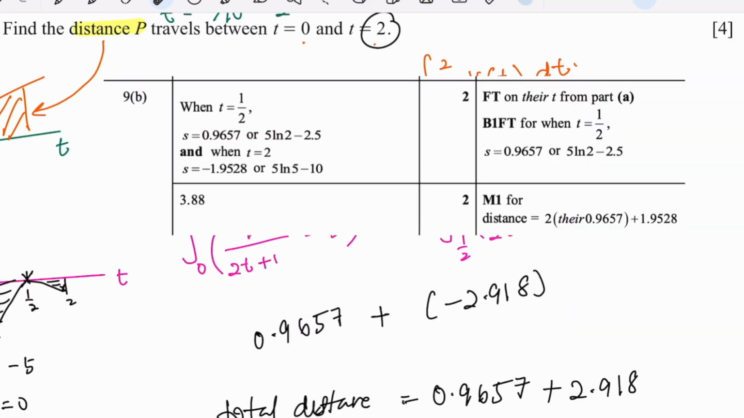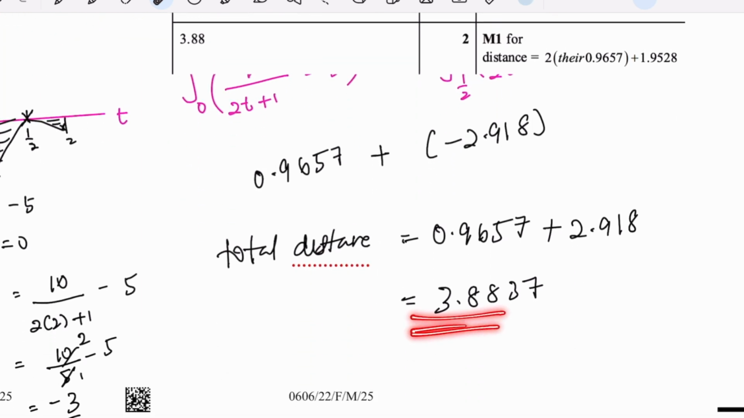This is the marking scheme. This is a 4-mark question. When you understand that you need to go from 0 to 1 over 2, and then from 1 over 2 to 2, and then you add them together, this is your total distance.